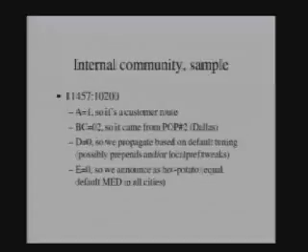So here's a sample, 11457:10200. Since A is 1, it's a customer route. Since BC is 02, in our case it came from POP2, which is Dallas. D is 0, so we propagate it based on whatever tuning we've cooked into our existing route maps, assuming there's no hook out to avoid them. And E is 0, so we announce it as hot potato, which is a default MED in all cities.